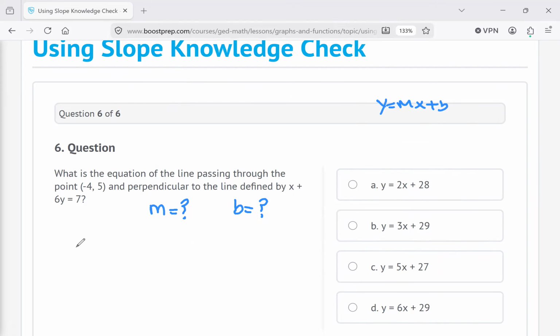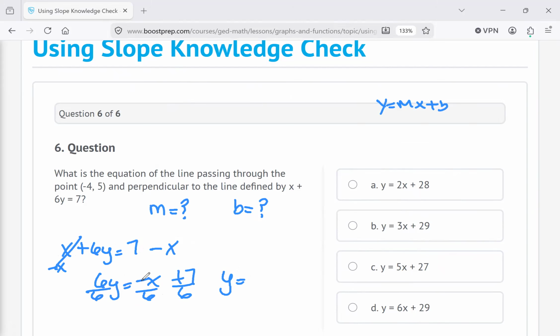Unfortunately, we don't have either. They only give us x plus 6y equals 7, and that doesn't help me find my slope, right? So I'm going to get y by itself. I'm going to subtract x, so this cancels, 6y equals negative x plus 7. Then I'm going to get rid of this 6 by dividing everything by 6. So I get y equals negative x over 6, which is the same thing as negative 1/6 x, plus 7/6.